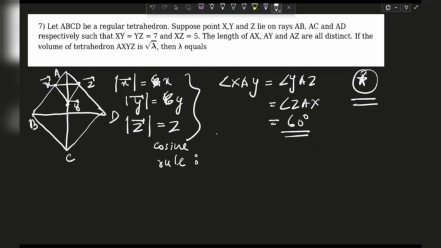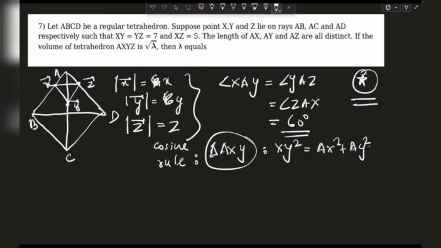So say if we try to write out the cosine rule for the triangle AXY, that will become xy squared equivalent to ax squared plus ay squared minus 2 ax ay, the product of these two sides and the included angle between them, which is cos 60. This is basically almost like the vector addition of two products. Very similar, but not exactly similar. So now we have to do some sort of manipulation.